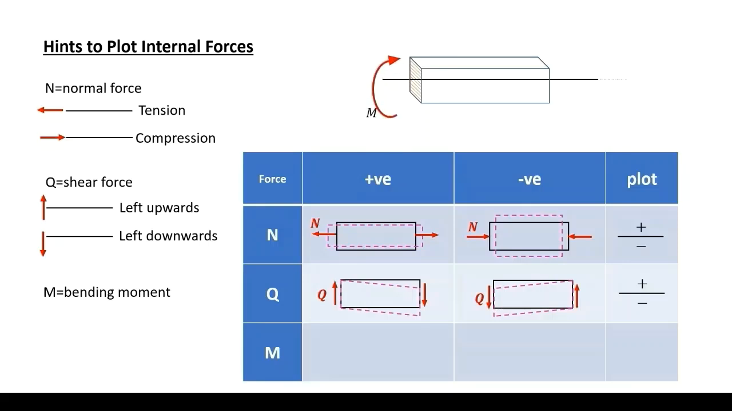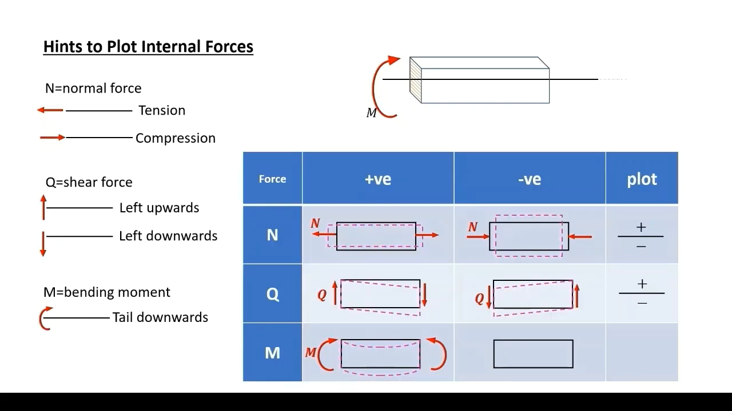Bending moment. Again, our elemental beam, direction of positive bending moment, with the tail of the moment heading downwards or below the center line. The deformed shape of the beam under positive moment. Positive moment has a moment with the tail below the center line.